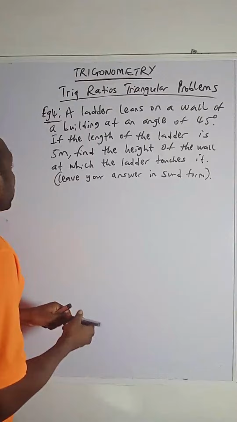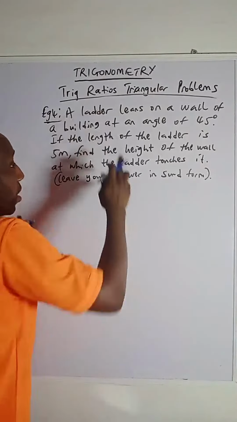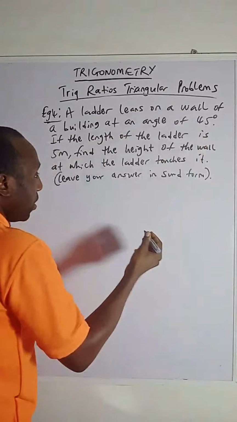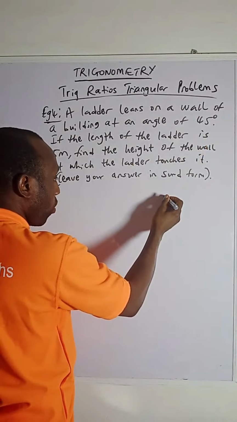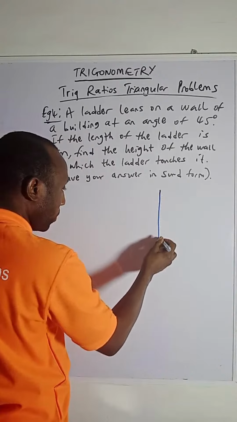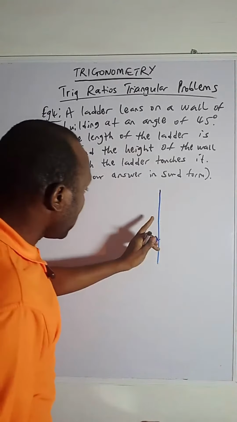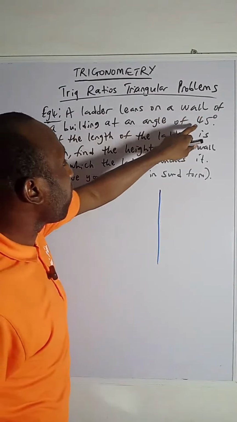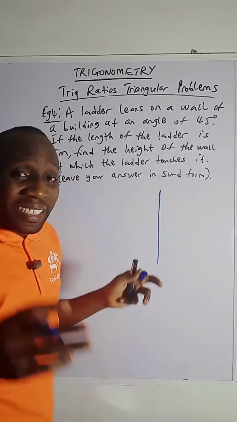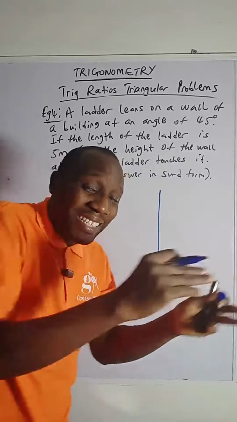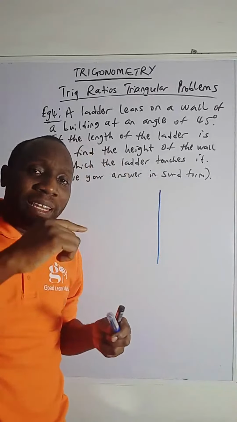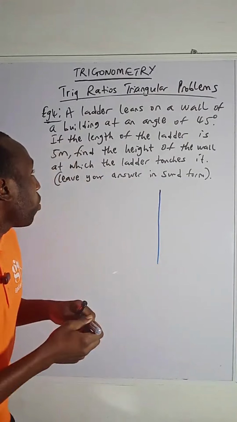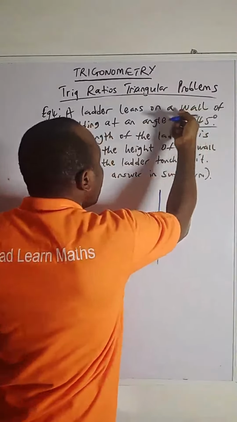Emphasis on some keywords here. A ladder, we know what a ladder is, right? Leans on a wall of a building. So let's say this is the wall of the building. The ladder leans on the wall at an angle of 45 degrees. So where the ladder touches the wall, an angle was formed, and the angle is 45 degrees.